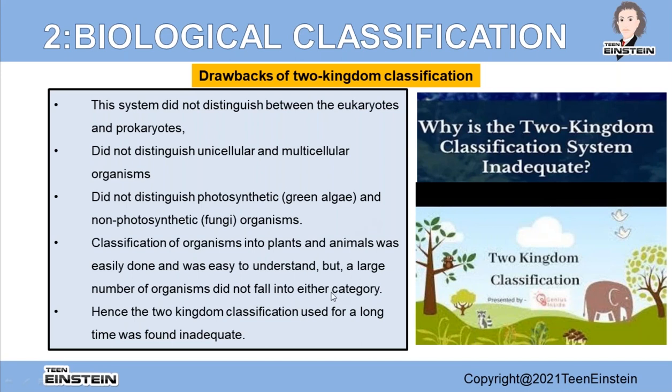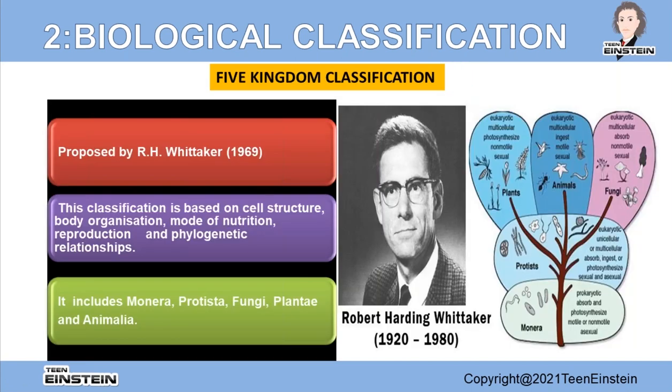It was not able to distinguish eukaryotes and prokaryotes, unicellular and multicellular organisms, and photosynthetic and non-photosynthetic organisms. And the main problem was so many organisms we cannot classify under either of these categories, either into plants or into animals. So that was the drawback of two kingdom classification. After two kingdom classification, three kingdom and four kingdom classifications came, but all had the same issues. The classification was not based on proper criteria.